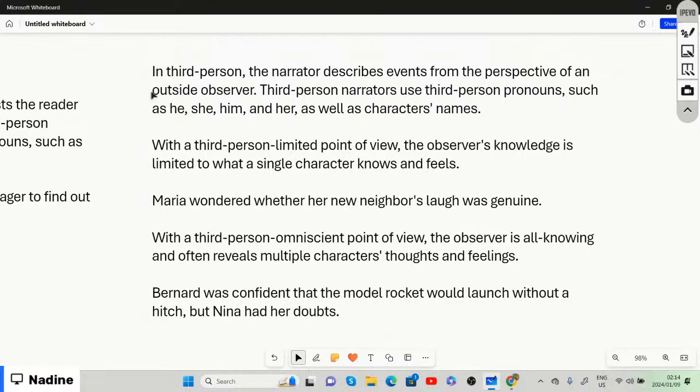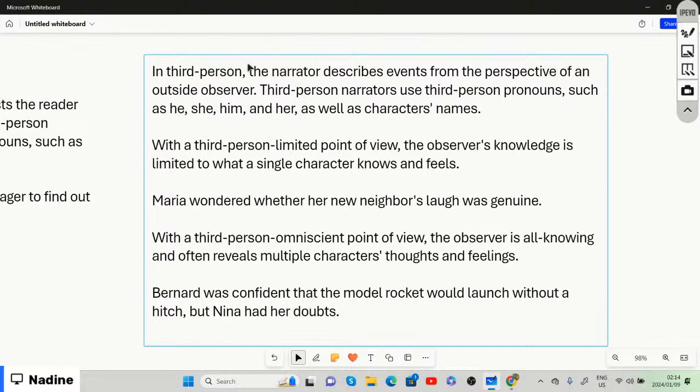All right. So now within the third person, right, the narrator describes events from the perspective of an outside observer. Remember, in the first person, the narrator describes events from his or her own perspective. In the second person, the narrator casts you as the reader as a character within a story. But now within the third person, the narrator describes events from an outside perspective. It's almost like somebody else is observing from outside and giving their input.